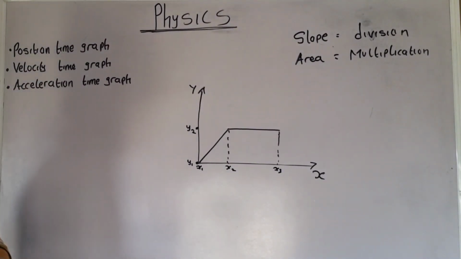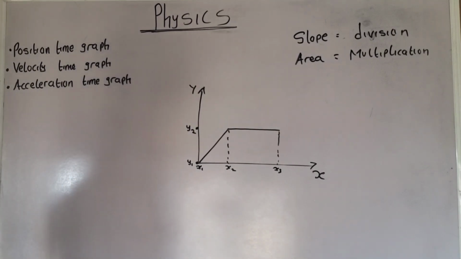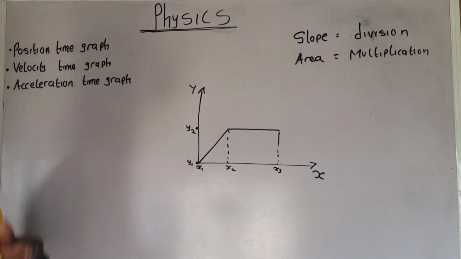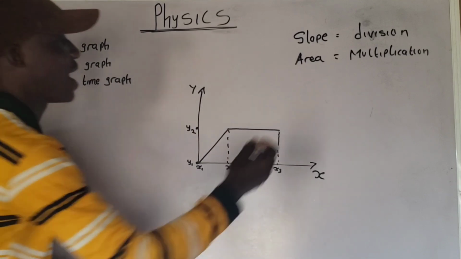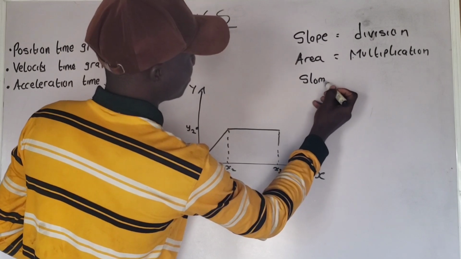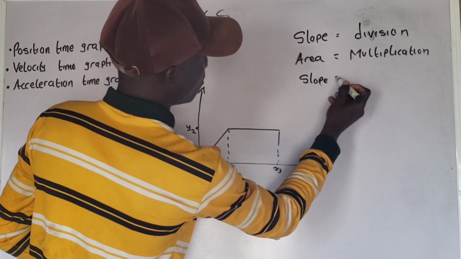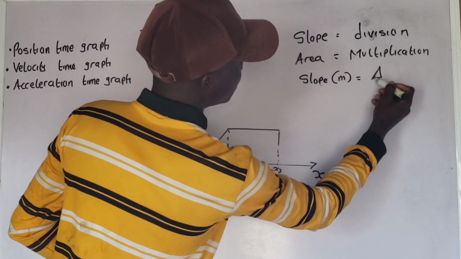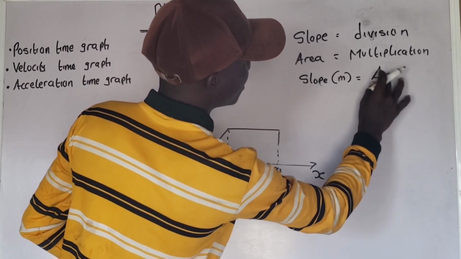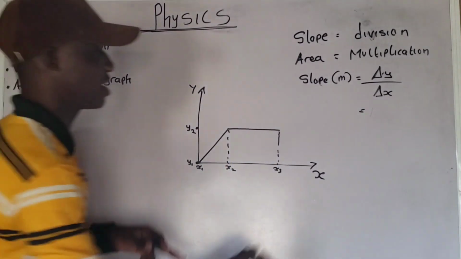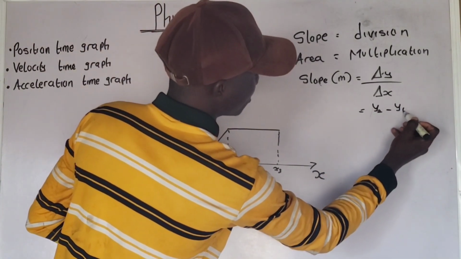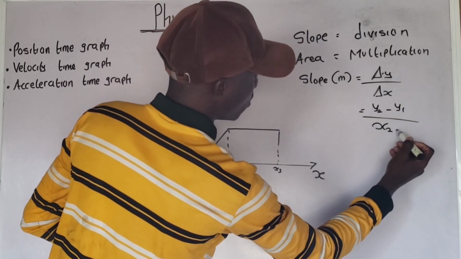Now, when we talk about slope, I'm very sure you are well versed with algebra. In your basic algebra, we usually represent slope as what? M. You understand? Slope simply means change in y all over change in x. Slope is equal to change in y all over change in x, which is y2 minus y1 all over x2 minus x1.